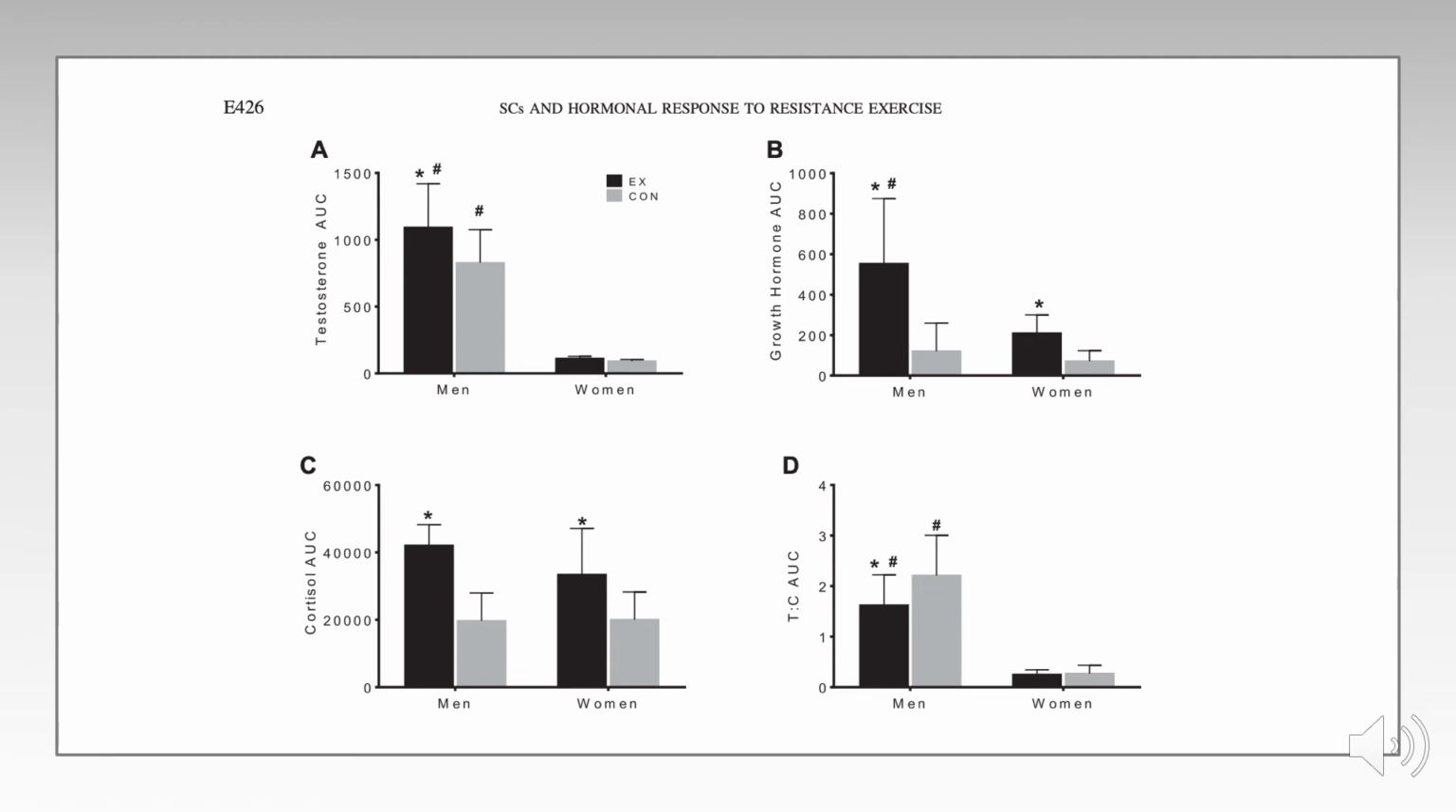For the EX groups, the area under the curve shows that testosterone, growth hormone, and ratio between T and C is greater in men than women, and the cortisol remains unchanged between the sexes. For the CON group, the area under the curve of testosterone and TC were greater in men than women, and the growth hormone and cortisol between the sexes remain unchanged.